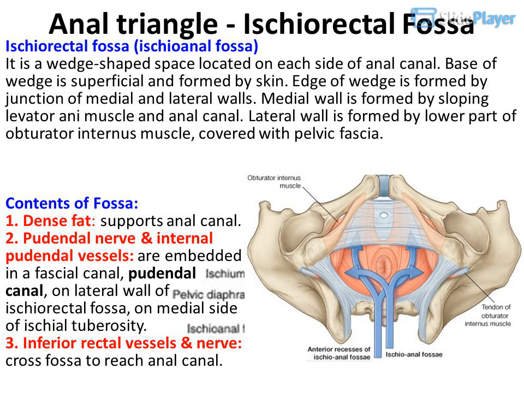Contents of the fossa: 1. Dense fat, which supports the anal canal. 2. The pudendal nerve and internal pudendal vessels, which are embedded in a fascial canal, the pudendal canal, on the lateral wall of the ischiorectal fossa, on the medial side of the ischial tuberosity. 3. The inferior rectal vessels and nerve, which cross the fossa to reach the anal canal.